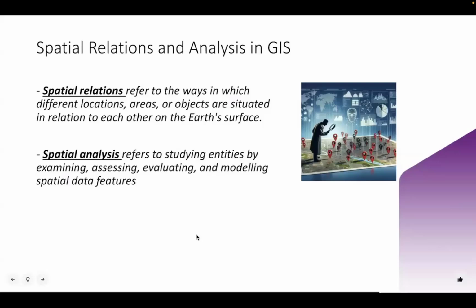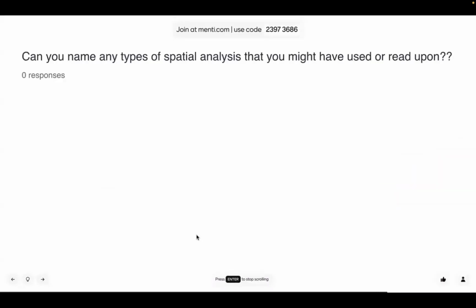But before doing that, I just wanted to know what spatial analysis you might have worked with or read up on in your own work, and then I'll go ahead and describe the three that we'll be looking at tomorrow. So feel free to enter this into the poll.